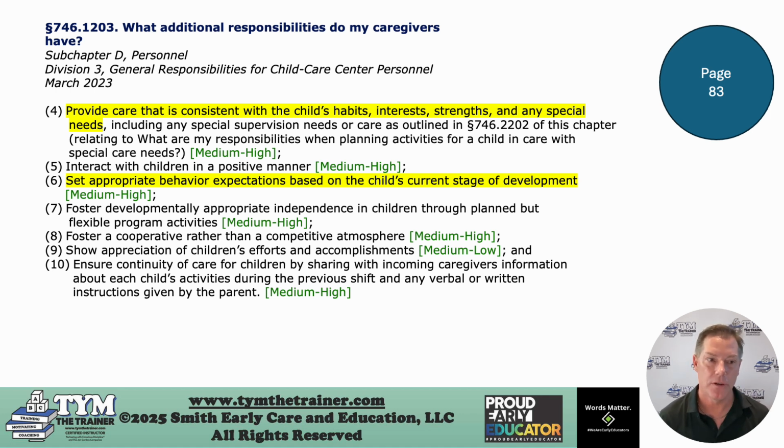Make sure you're interacting with children in a positive manner. And when we talk about positive manner, it's not just the words coming out of your mouth, but it's your nonverbal communication too. So your facial expressions, your tone, your body language, all right? We've got to be consciously aware of those types of interactions. Set appropriate behavioral expectations based on the child's current stage of development, all right? So once again, focusing on the individual child. Where is that child at chronologically, developmentally, mentally and emotionally? And you set those expectations based on where that individual child is at, okay?